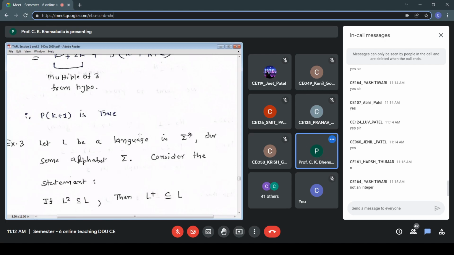So it is explicitly missing. We will explicitly introduce n. Somehow we'll introduce n in the statement. How can we introduce n? Is it possible to introduce n in this statement? Can we introduce n explicitly in this statement? Try to think.